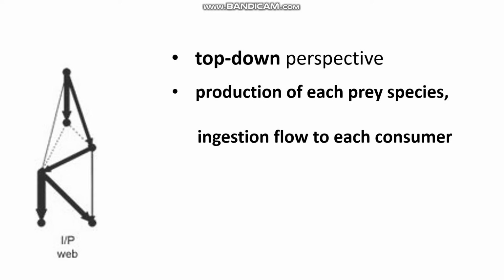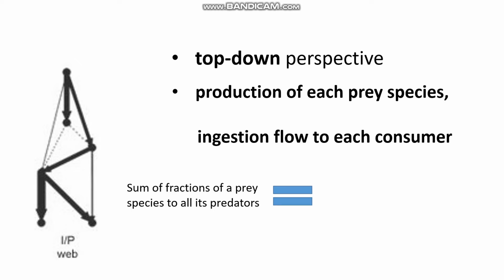If one interprets interaction strength from a top-down perspective, however, this can be accomplished by the IP webs. It summarizes the production of each prey species and the ingestion flow to its consumers. Why does it make up a top-down perspective? It's because the sum of the fractions of prey species to all its predators represents the total fraction of production that is ingested, and the total impact of all predators on these species.